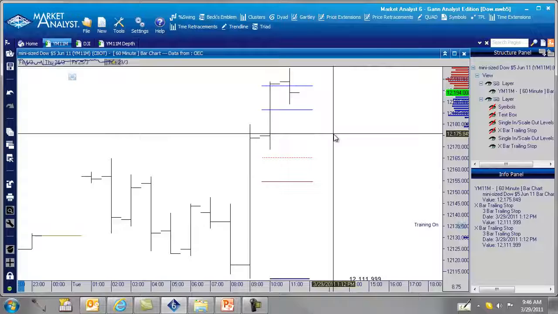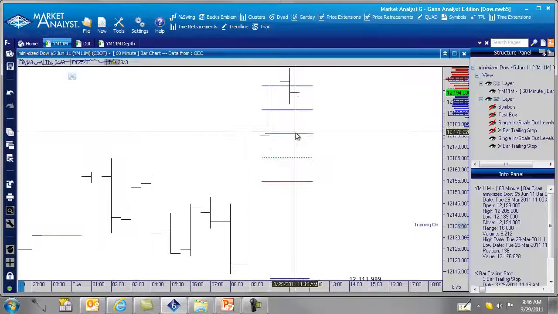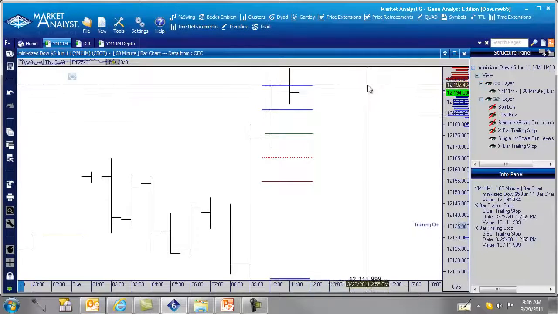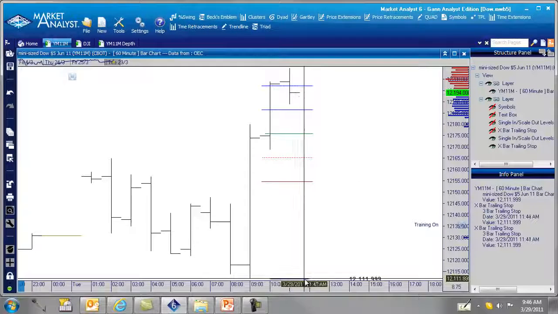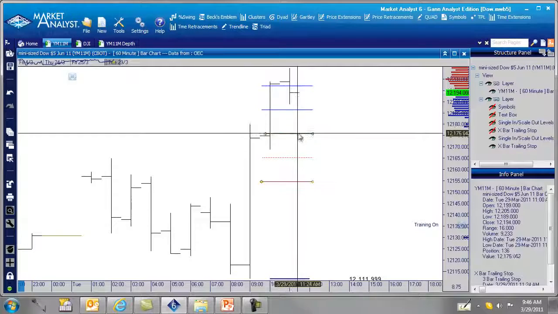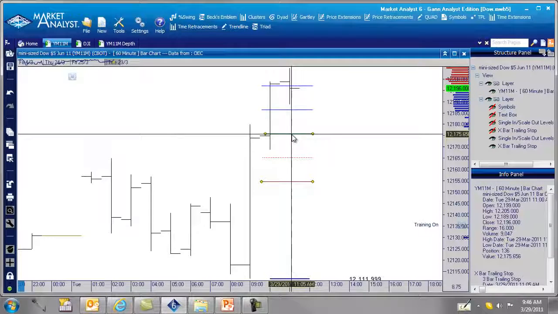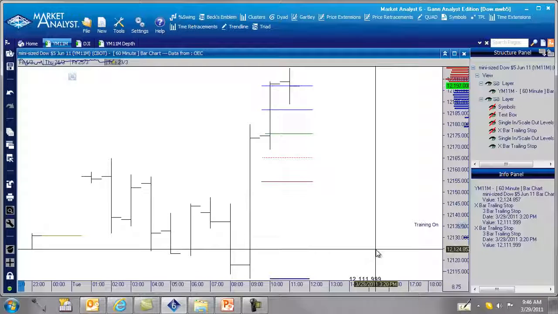So the worst case scenario is the market comes down and hits the green line and we get stopped out at our entry level where we put the trade on. If the market continues to rally for the rest of the day here and your 3-bar trailing stop down here starts to go above the green line, that's when your 3-bar trailing stop kicks in. And it's at that point that you can move your stop above your entry point. So that's how you use the single and scale out levels in Market Analyst along with the 3-bar trailing stop.